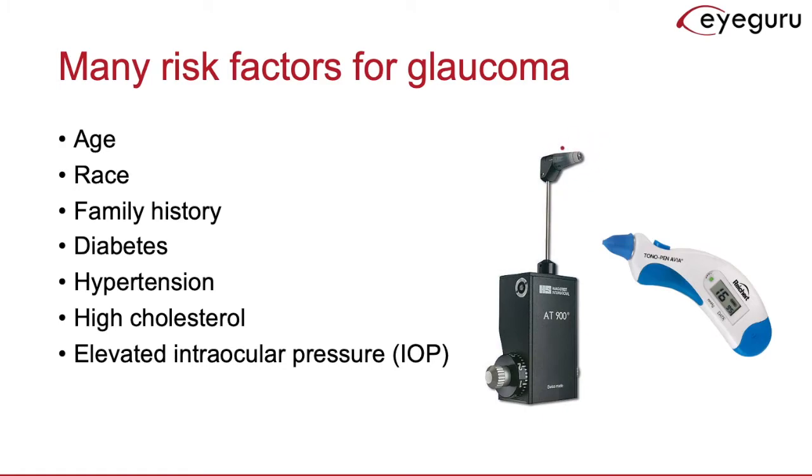curved-tipped cone that works by measuring the amount of force needed to flatten a part of the cornea. Often in the office, we'll use a Tono-Pen, which is portable and often much more convenient, and it works in a similar way, though it can be a little bit less accurate.